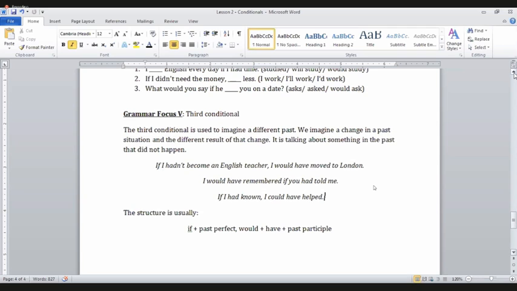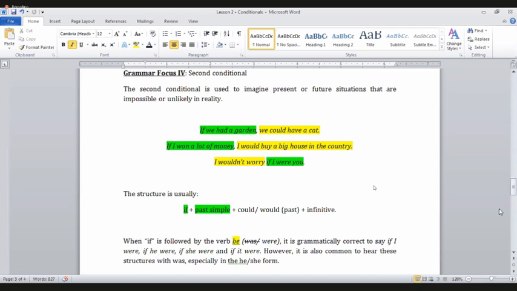So what is the difference between this second conditional and the third conditional? In the second conditional, what do they talk about? If we had a garden, we could have a cat. So there they talk about a future situation, which is not possible.